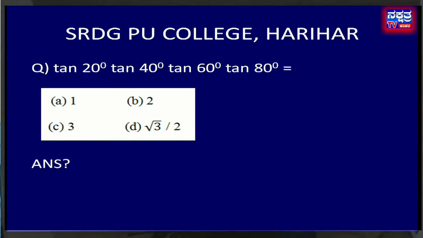Tan 20 degrees into tan 40 degrees into tan 60 degrees into tan 80 degrees equal to, option A 1, option B 2, option C 3, option D root 3 by 2. Watch the board.